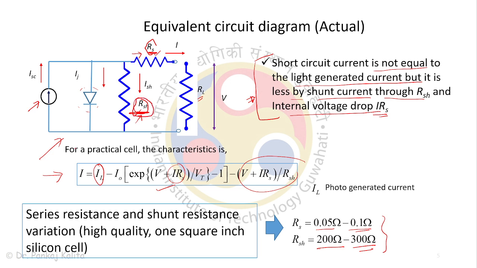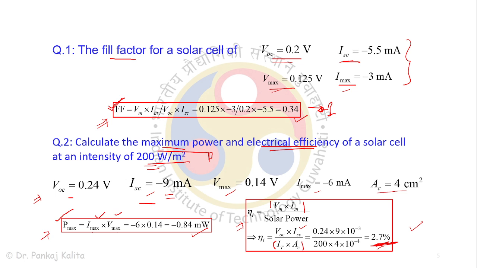Excuse me, ma'am. Hello. Yes ma'am. The numerical which you were taking before this slide, please come there. This one: output by input, that is Vmax into Imax upon incident solar radiation into area of solar cell. How can you find this? Because Pmax is equal to minus 6 into 0.14, that is minus 0.84.